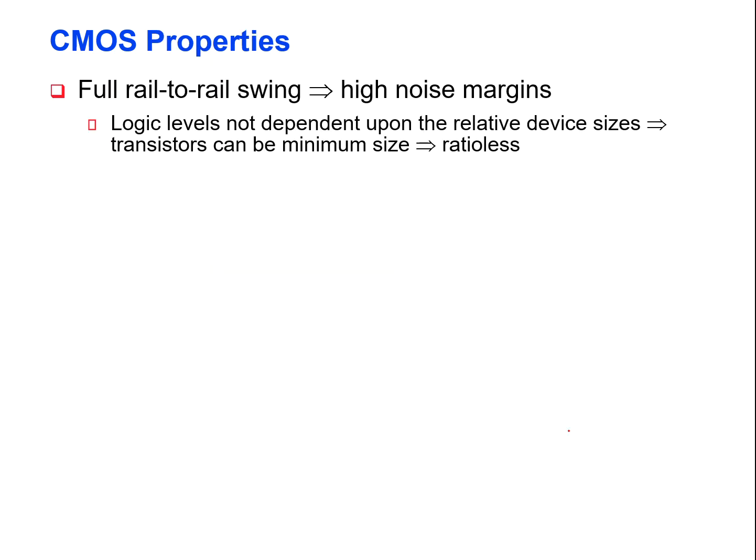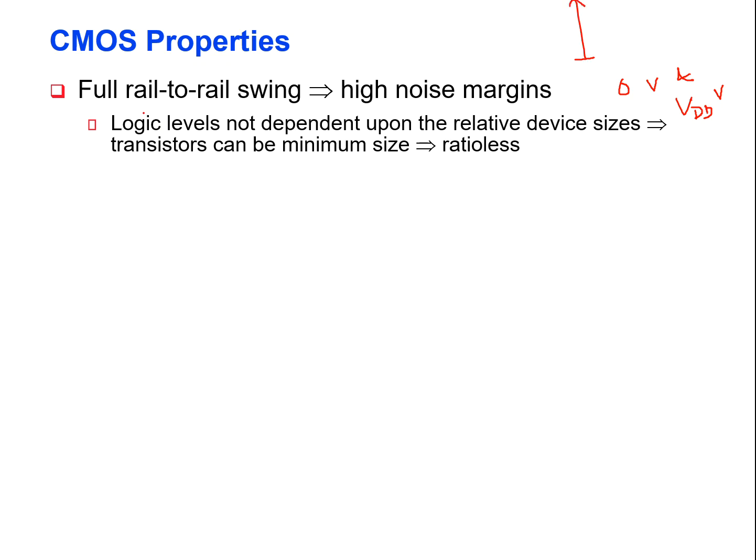If you consider the basic CMOS properties, the main property is that it has a full rail-to-rail swing, which means we are getting 0 volt at the output and also VDD at the output. So this forms the full rail voltage. It gives full output voltage, ranging from 0 volt to VDD.